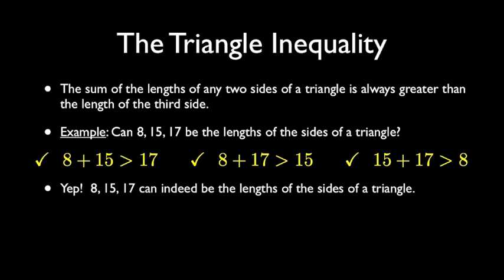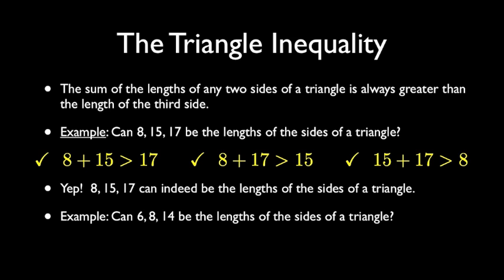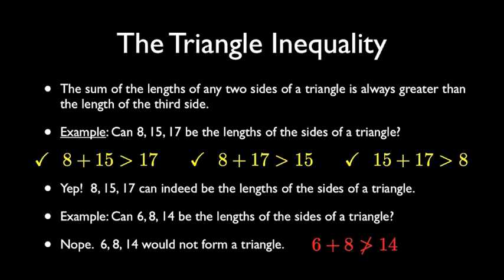So we established that 8, 15, 17 can be the lengths of the sides of a triangle. What about 6, 8, 14? Well, no. 6 plus 8 is not greater than 14, and as a result, 6, 8, 14 would not form a proper triangle.